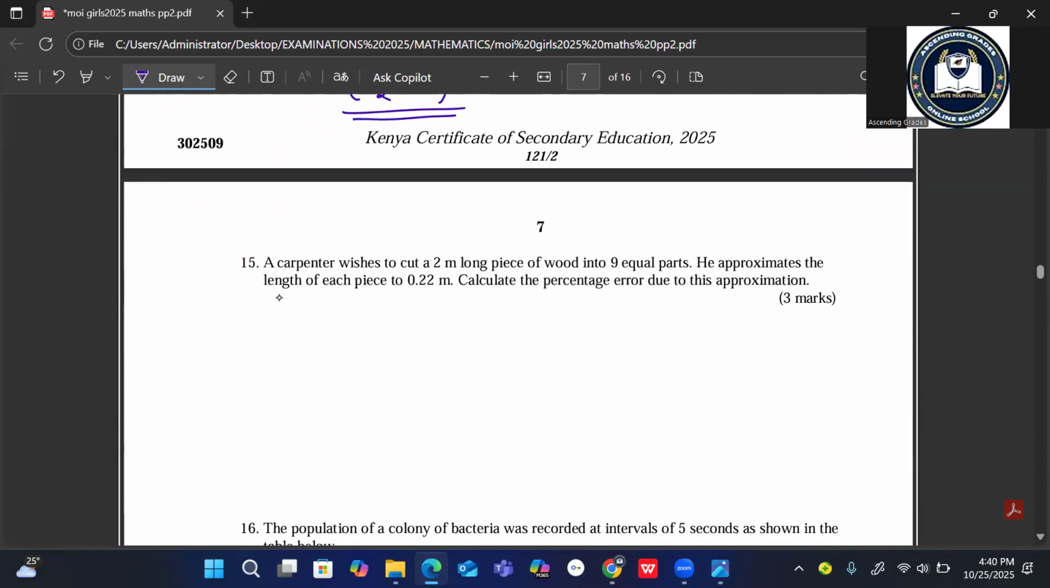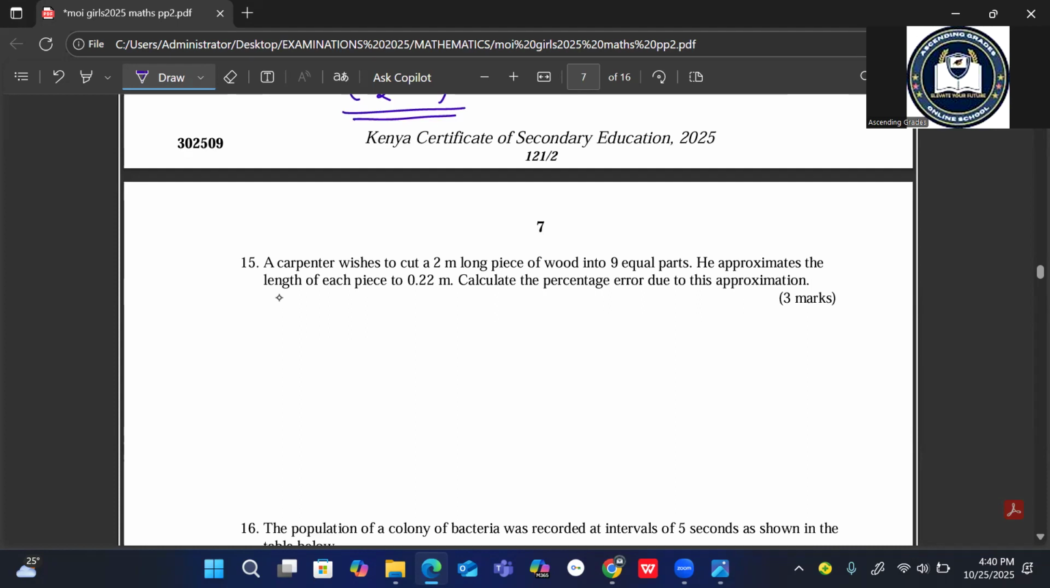Then the second last question is question 15. It says, a carpenter wishes to cut a 2-meter long piece of wood into 9 equal parts. He approximates the length of each piece to 0.22 meters. Calculate the percentage error due to this approximation.